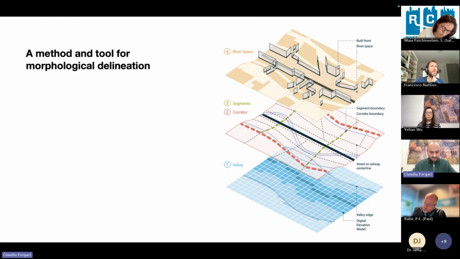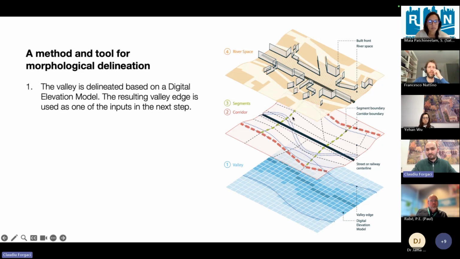The method uses openly available street network data and digital elevation data. It carries out the delineation in 4 steps, and it leads to 4 different kinds of boundary or delineation. So starting in the diagram on the right of the slide here from the bottom, the valley is delineated based on a digital elevation model.